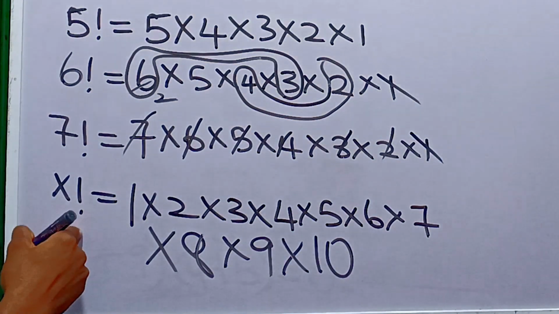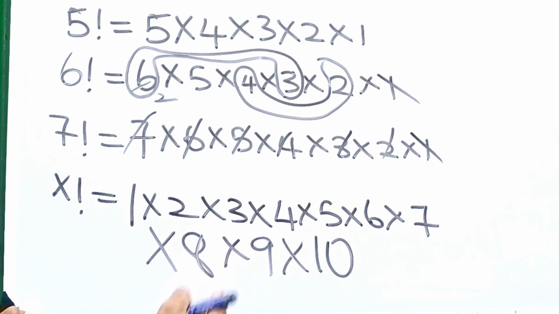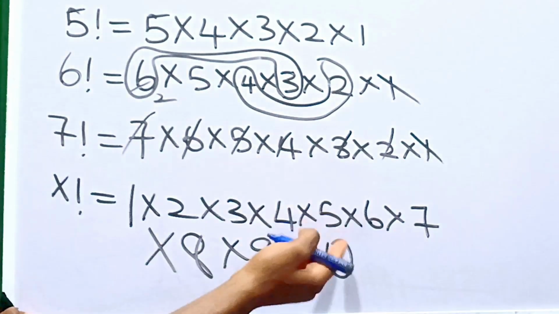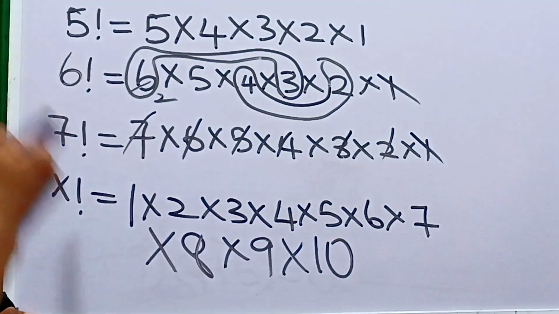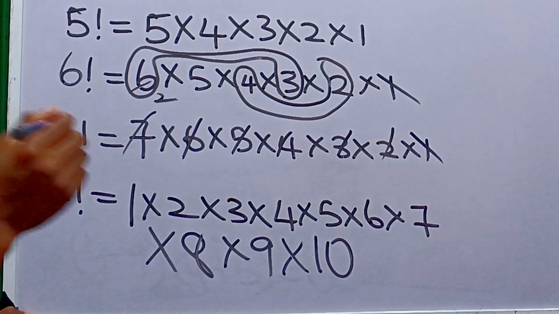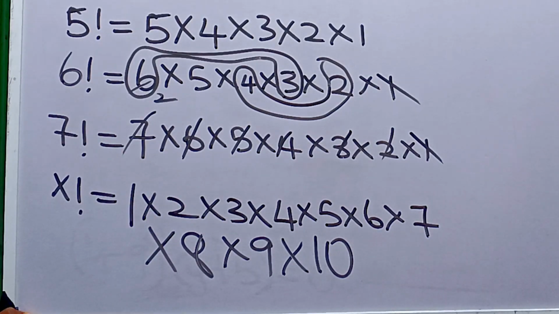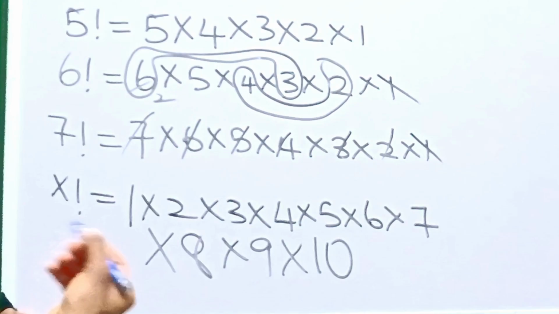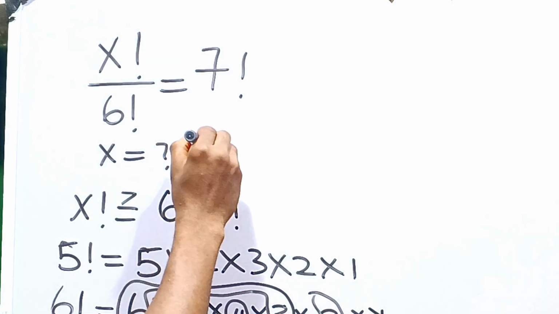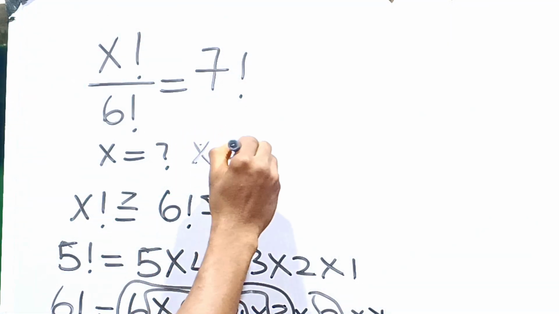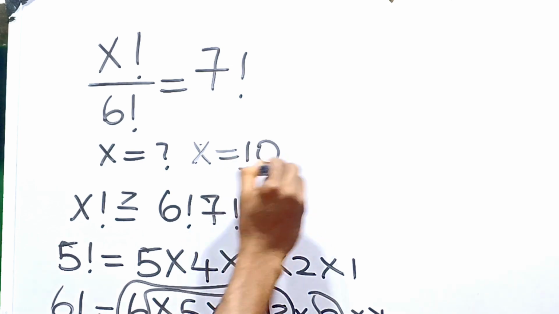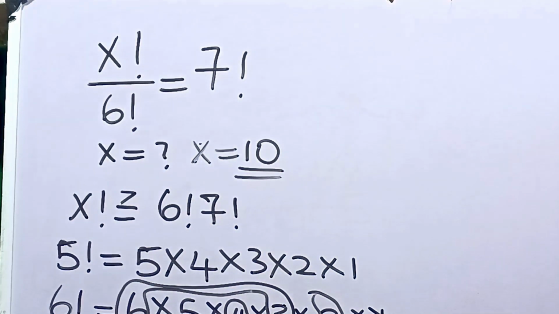So it means that our x factorial is equal to 10 factorial, because I see that this is 10 times 9 times 8 times 7 times 6 times 5 times 4 times 3 times 2 times 1, alright? So this is our x factorial. Our x factorial is equal to 10 factorial, meaning that we can conclude here that our x in this equation is equal to 10. Alright? So this becomes the final answer to this equation.